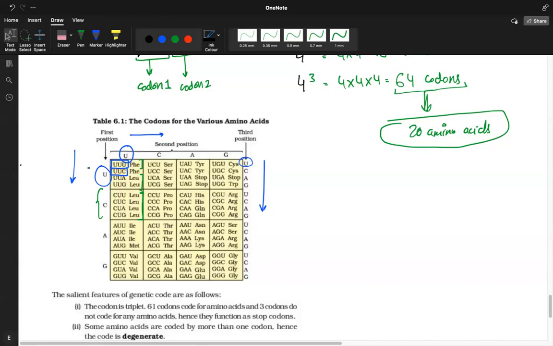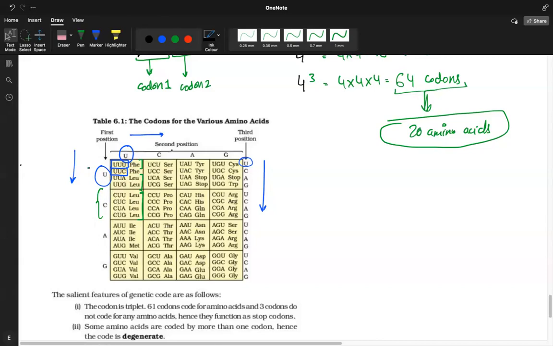What will happen if AUU is there? What will it code for? Quickly, look and tell. AUU codes for ILE. ILE is called isoleucine. ILE is the short form, a 3-letter short form. So you're right, AUU codes for isoleucine. Now let's say a mutation happened and it became AUC. What happens?